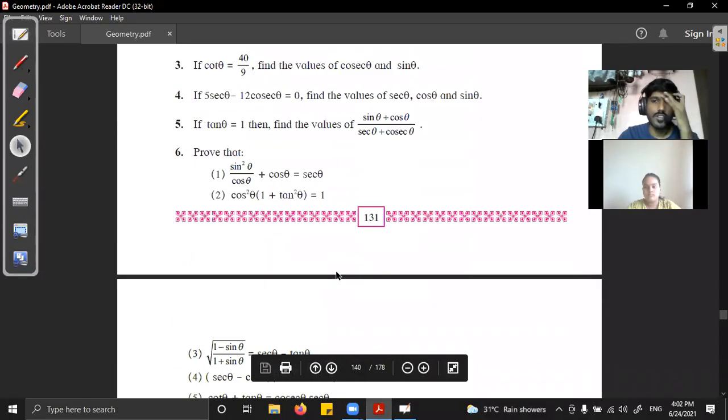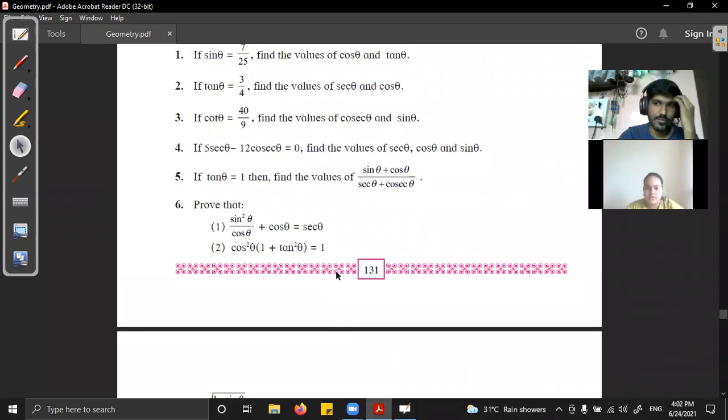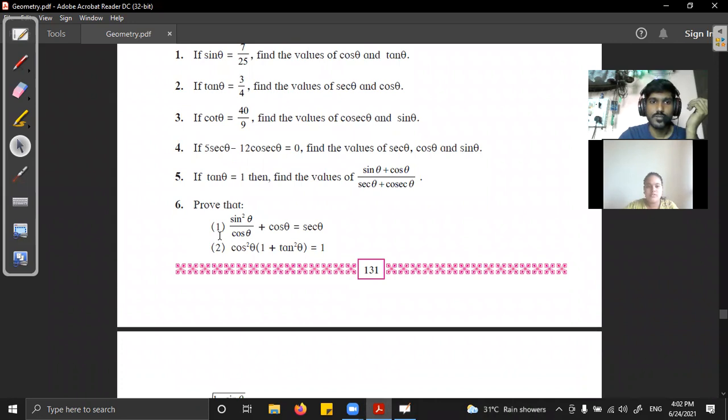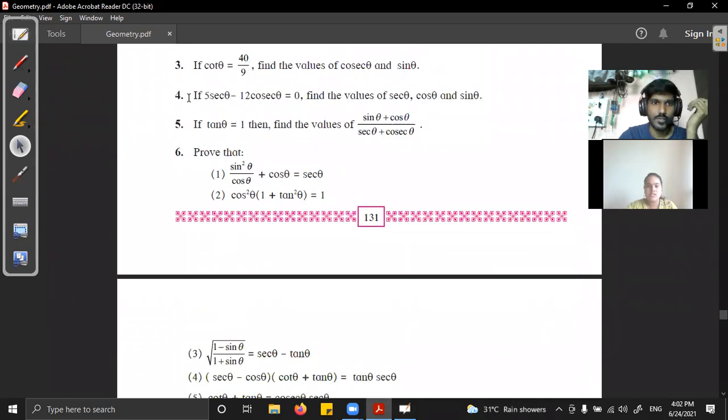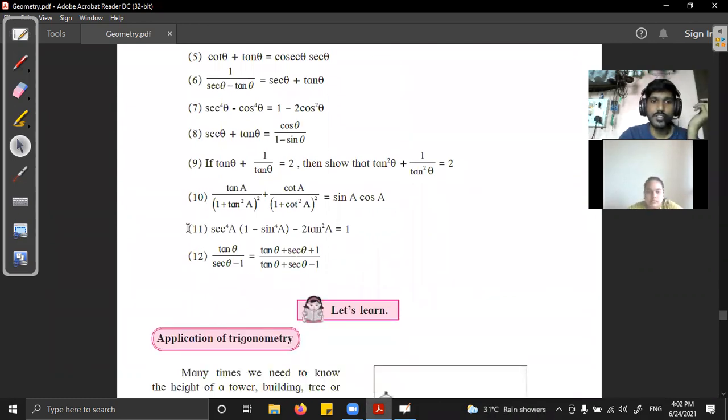Last time you had told me one sum to redo. Did I do it again? No, you didn't, but then I asked the school teacher, so the school teacher did it. Which one was it? It was the fourth one, sec theta. Okay, this one. And the 11th one we did, right?